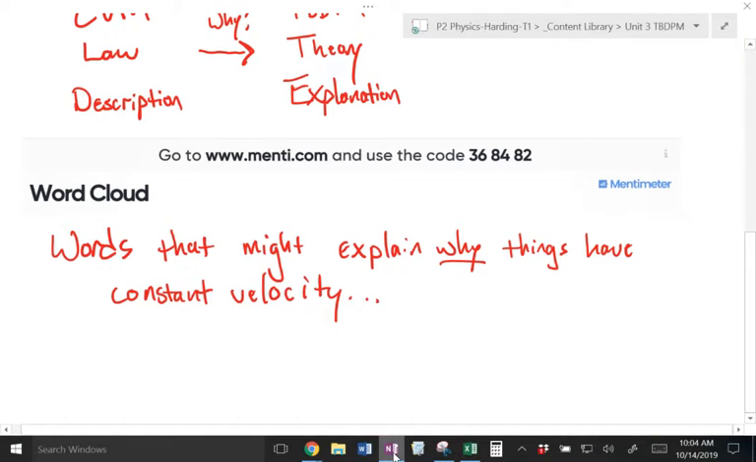So it's the same question, but I don't want speed, distance, or time. Those are words we were using a lot already to describe how it was moving. But here we want words that might explain why it is moving that way. No, not speed, not distance, not time. That's my example. Because those are basically words from the model.